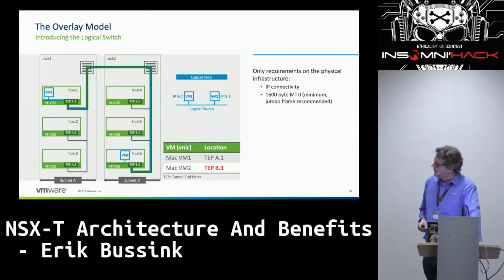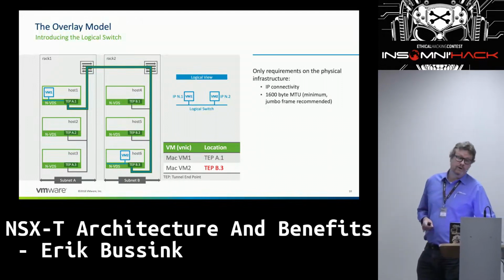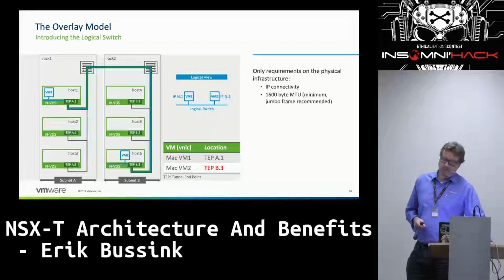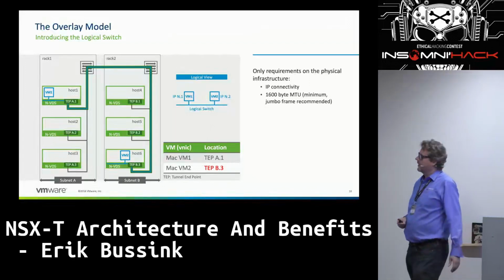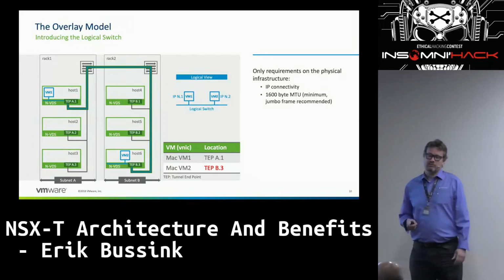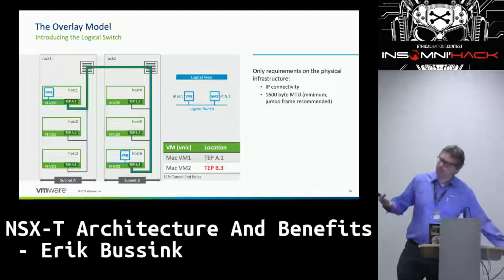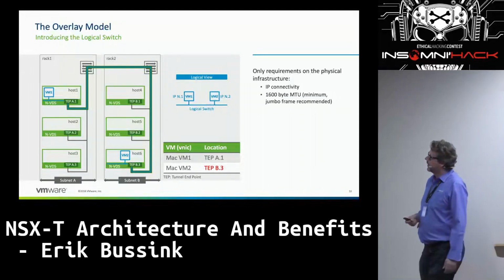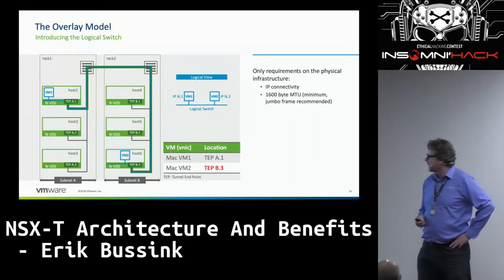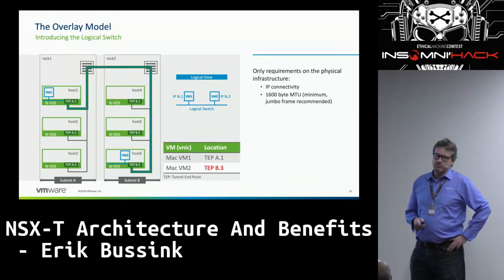To get this working, because we are encapsulating the traffic, we have only two requirements on the physical network. We need IP connectivity, and we need traffic to be at least 1600 as an MTU. Jumbo frame is recommended, but not everyone is doing that yet. So after that, all the communications work.